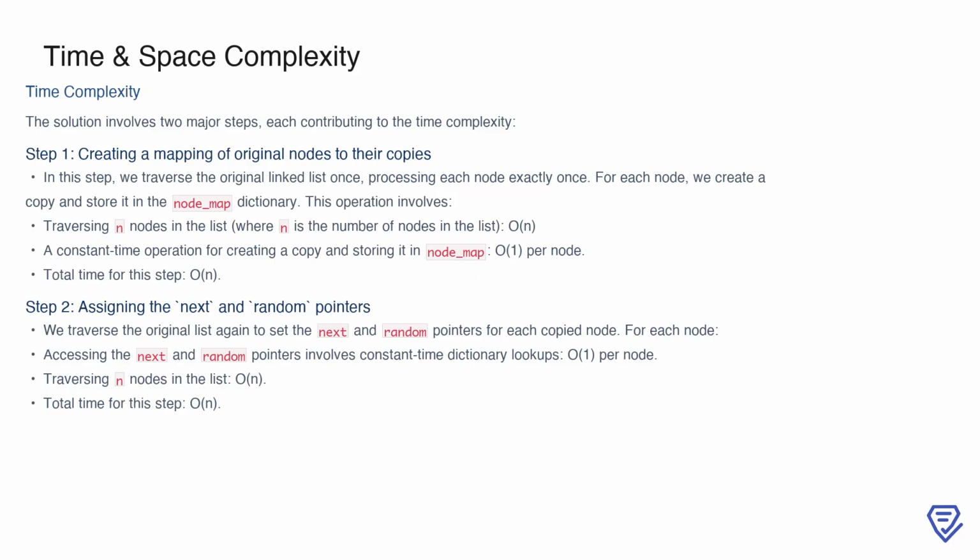Next, we assign the next and random pointers for the copied nodes. This requires traversing the list again, and for each node, we access its next and random pointers through dictionary lookups, which also take constant time per node. Since we traverse the n nodes once more, this step also takes O(n) time. Summing up, both steps contribute O(n) each, making the time complexity for the solution proportional to n.